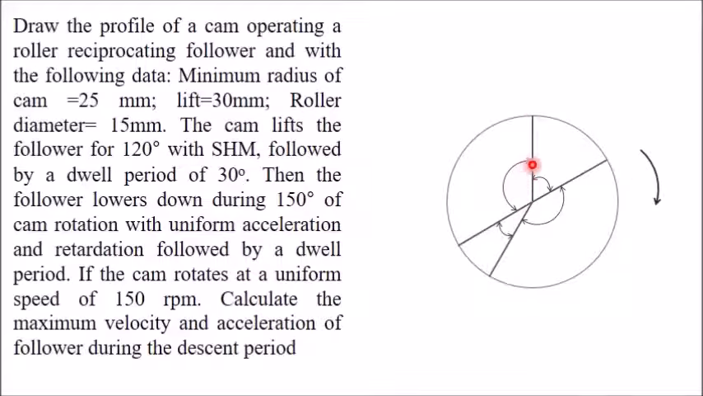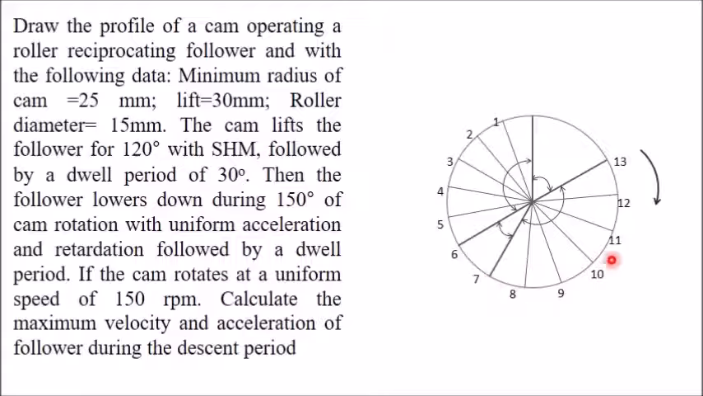Now divide this angle again into the same number of equal parts into which you divided the displacement diagram. In the displacement diagram, we divided the angle of ascent and the angle of descent into 6 equal parts. So divide this angle also into the same 6 equal parts. I have divided the angle of ascent into 6 equal parts and marked the points 0, 1, 2, 3, 4, 5, 6. Now here the follower will be at maximum displacement, and it will remain in the same position. So mark this point as 7, and again divide this 150 degree angle of descent into 6 equal parts and mark the points 7, 8, 9, 10, 11, 12, and 13. Now the remaining is the 60 degree dwell period.